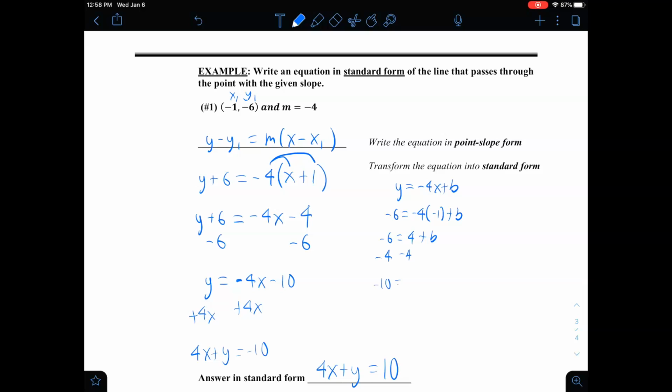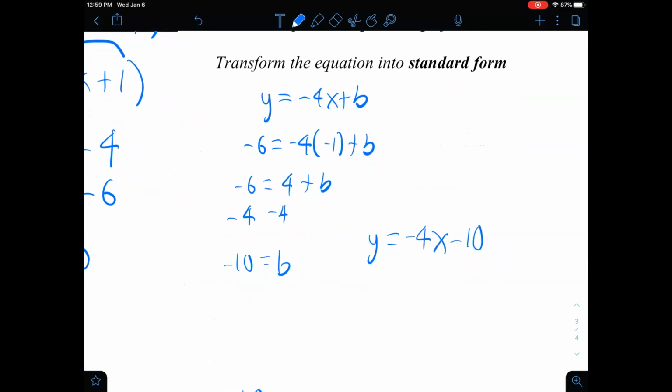We get negative 10 equals b. So we're going to have y equals negative 4x minus 10, like we had here. See, it's the same thing. You can do it either way. You can use point slope form, or you can just use the regular way we were doing it by getting it in slope intercept form and then moving stuff around.